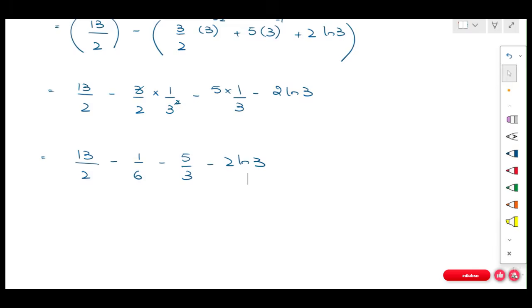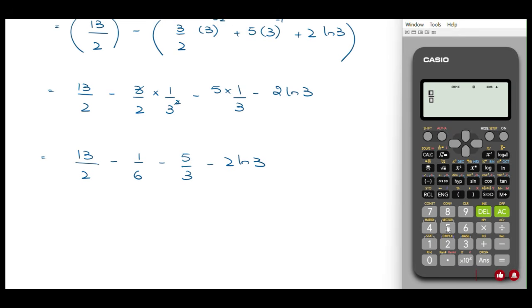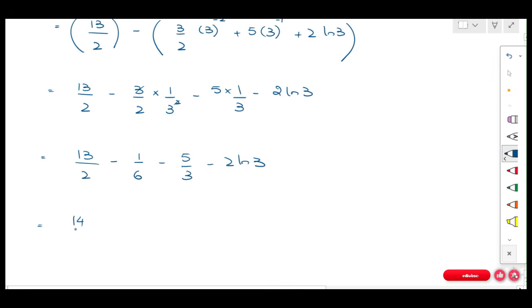Now let me simplify everything in the bracket. 13 divided by 2, then subtract 1 over 6, and then subtract 5 over 3, gives 14 over 3. So this is 14 divided by 3 minus 2 natural log of 3. Now this is in the form a plus b natural log of 3, where a and b are exact constants.